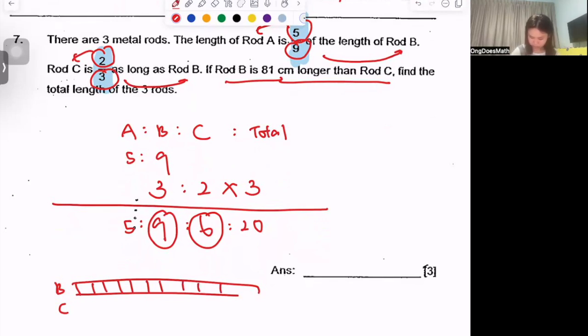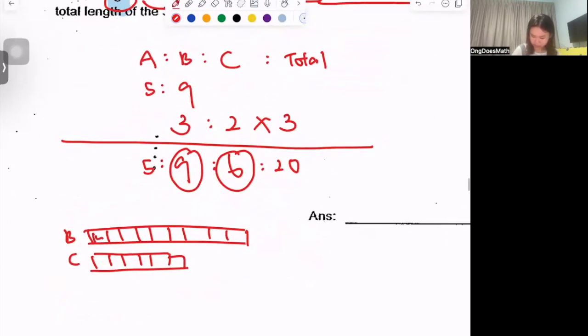1, 2, 3, 4, 5, 6, 7, 8, 9. Erase. C is 6 units. 1, 2, 3, 4, 5, 6. Yeah, something like that. So B is 9 units. Let me just write it properly.